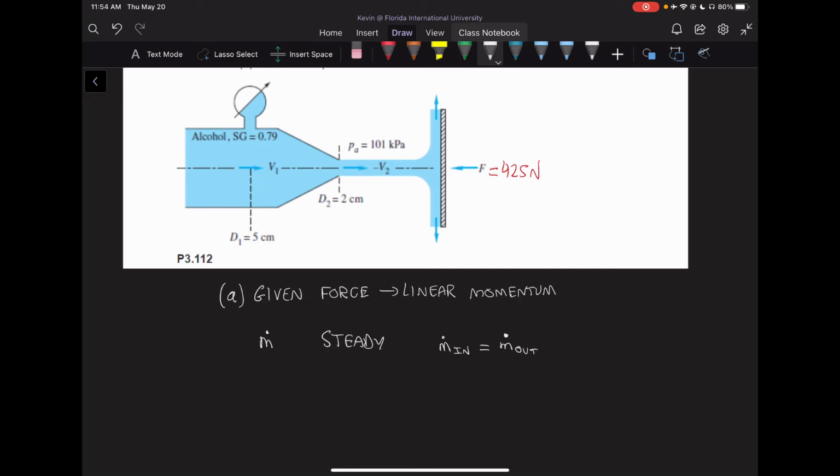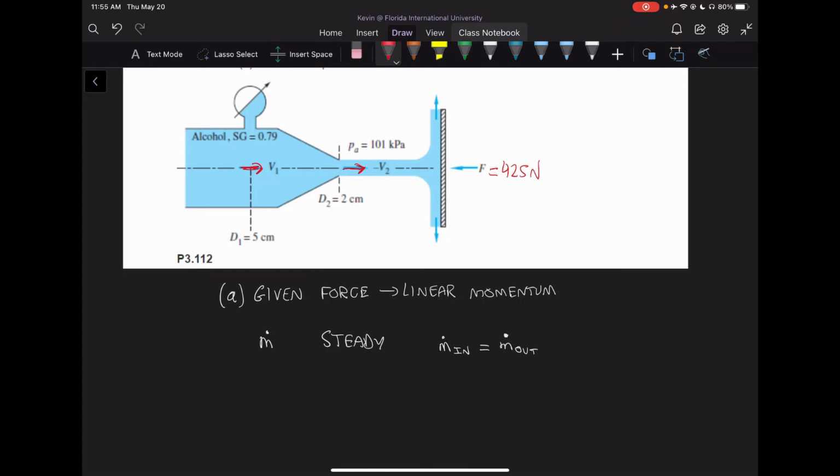The next part is to figure out where we want to put our control surface and our control volume. We have to use some sort of control volume approach. We have some values given at D1 and D2. In the diagram, it shows a velocity 1 at D1 and a velocity 2 at D2.